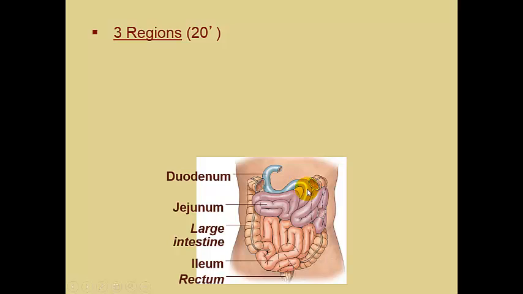The second segment of the small intestine is called the jejunum, and that's colored here in purple, and that's in the middle. And the final region of the small intestine, in fact the largest region, is called the ileum, and that's shown here in a peachy orange color. And as you see at this point, the ileum terminates, and the large intestine then begins. We'll get to that in a little bit.